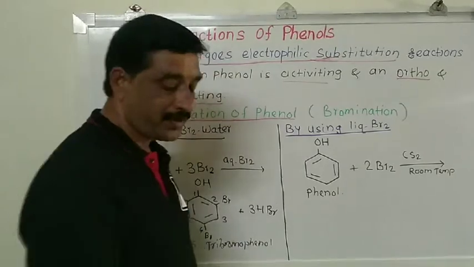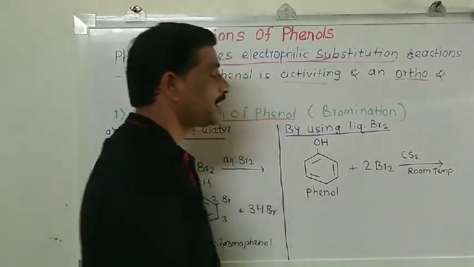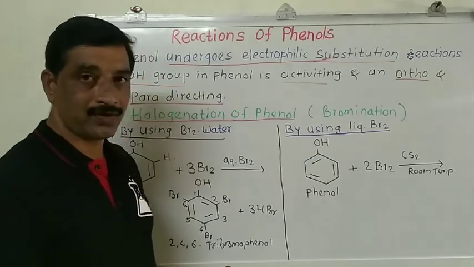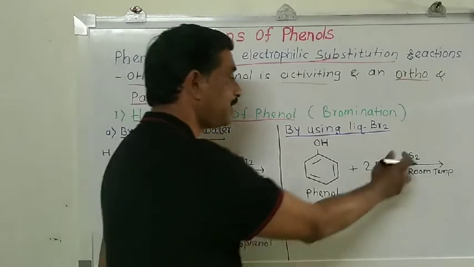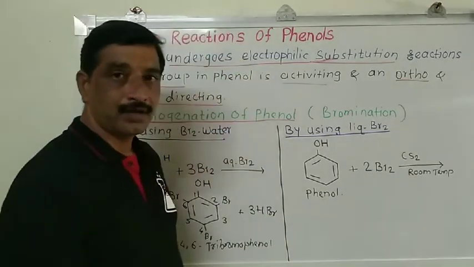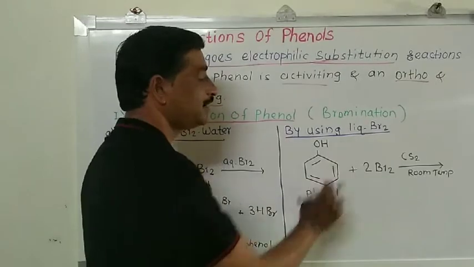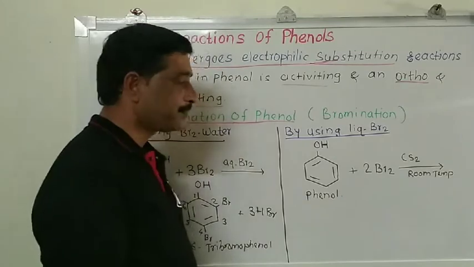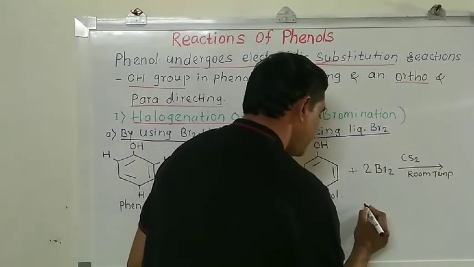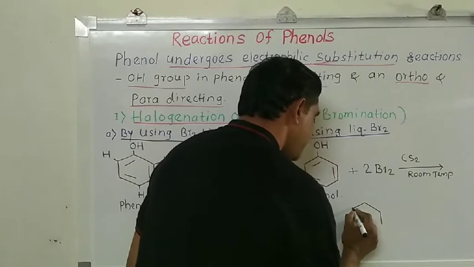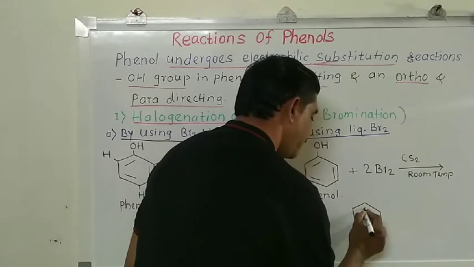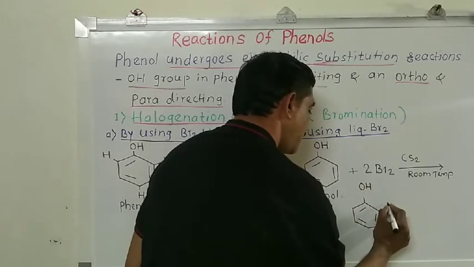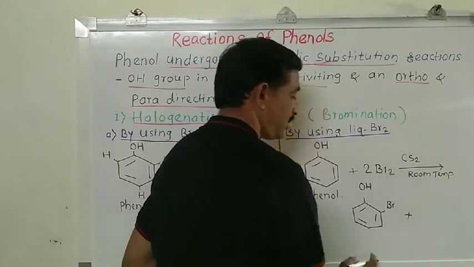In the second reaction, when you take the reagent as liquid bromine, the bromine is dissolved in organic solvents like chloroform, carbon tetrachloride or carbon disulfide, and this is known as liquid bromine. When phenol is reacted with liquid bromine at room temperature, the reaction takes place between the bromine atom and the phenol molecule, and here we get a mixture of two products.